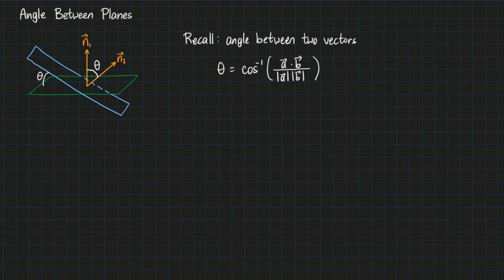So we can find the angle between both planes with the following formula. Theta equals the inverse cosine of n1 dot n2 over the magnitude of n1 times the magnitude of n2.